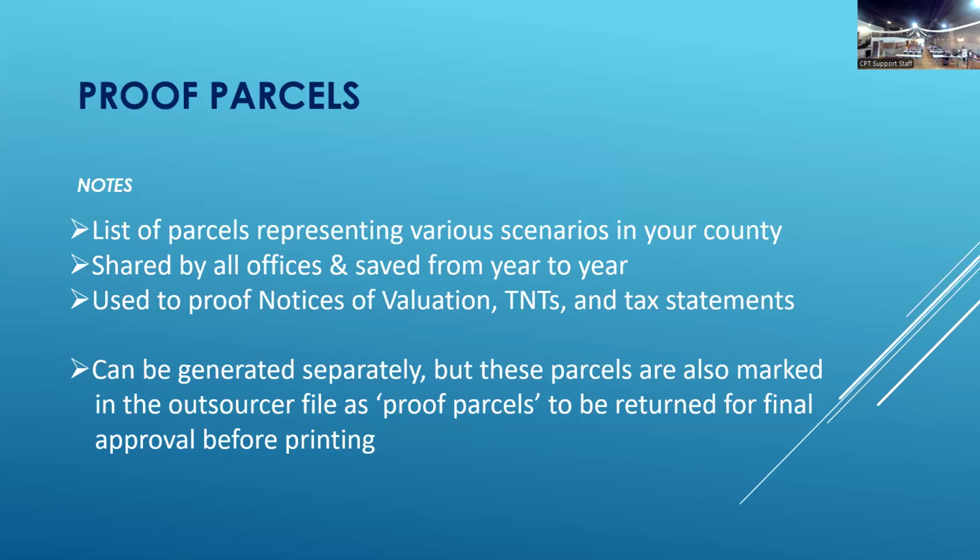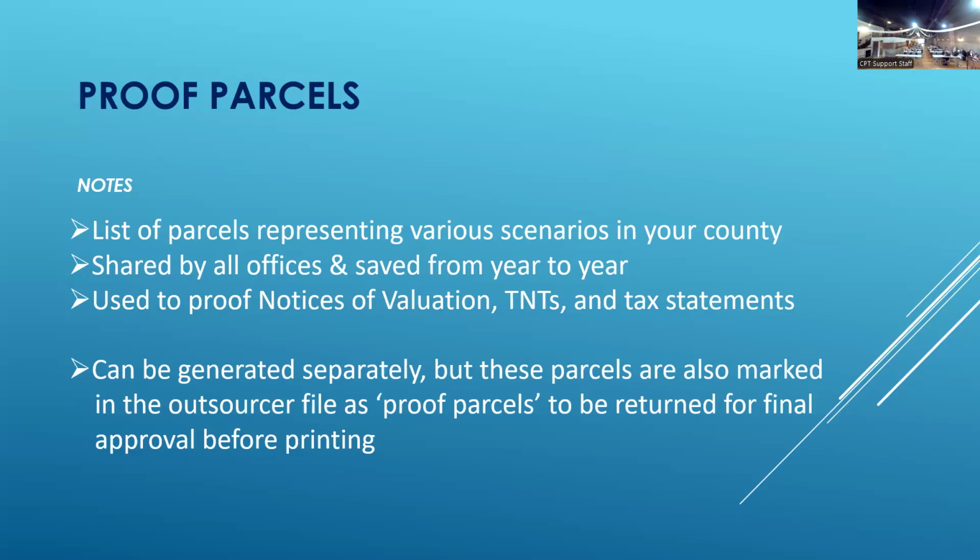Since I'm very new, I'm not going to present anything very technical, but I'm just going to run over a couple of optional things that we sent these sequences out in August. They're just a couple of one-page sequences, and the one for sure is optional, but I think proof parcels is something that most counties do. The list of parcels that represents various scenarios in your county. It might be something like parcels with various assessment codes or a lot of specials, or maybe it's for a particular taxpayer. The list is shared by all the offices and it's saved from year to year.